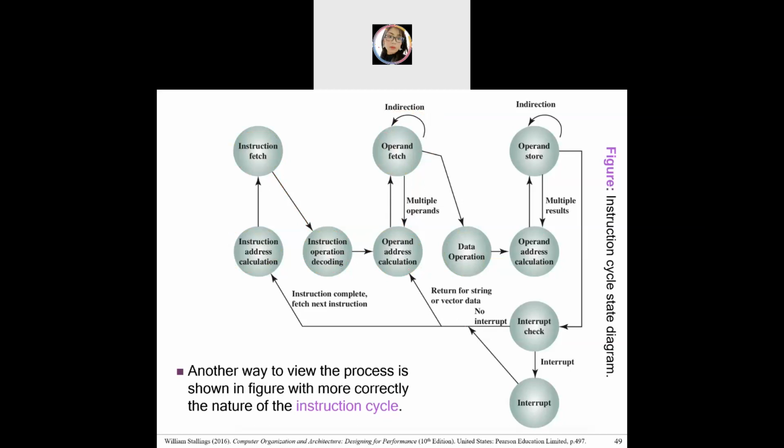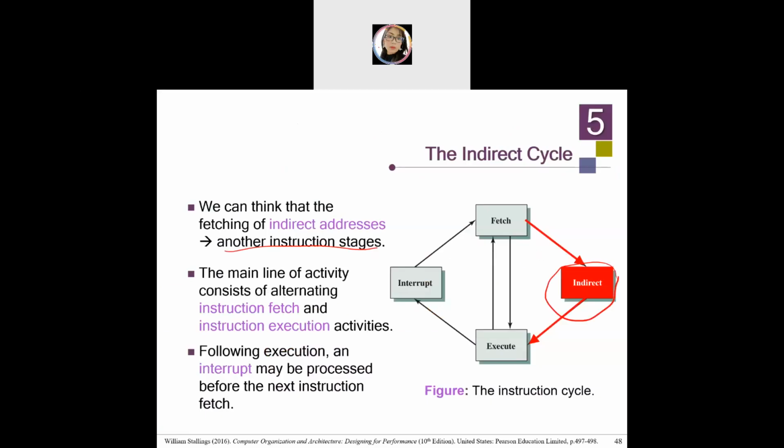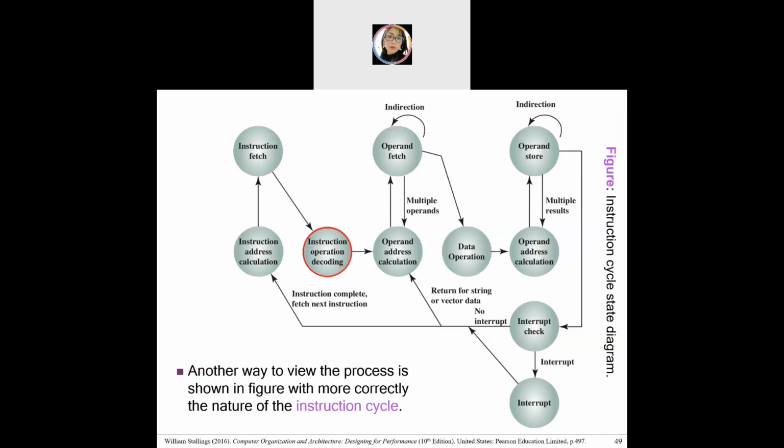the elements inside. You just need to understand the general overview. The important things are the general overview of the instruction cycle with interrupt, and the general overview of the indirect cycle. After you understand these two, you can easily understand what will happen. So start with the instruction fetch. You go to the instruction operation decoding. You find out the operand address and operand fetch. Continue with the data operation.